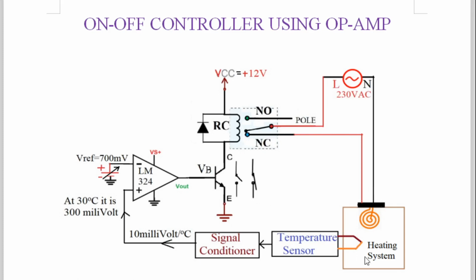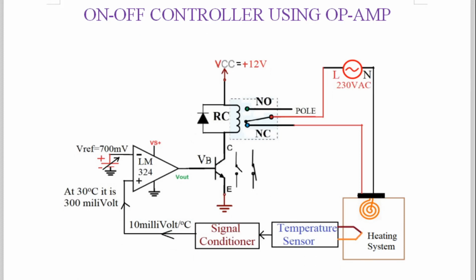Now look at the heater. This is the heating system. We are measuring the temperature of this chamber with the help of the temperature sensor. The temperature sensor's output, we are giving it to the signal conditioner.